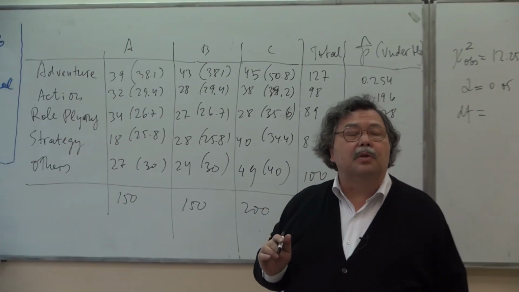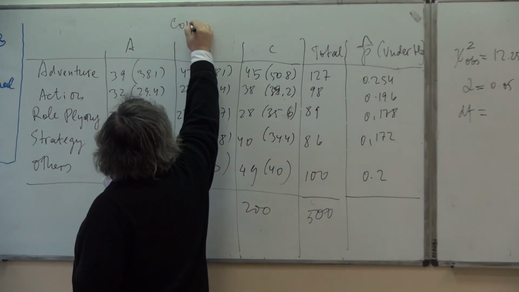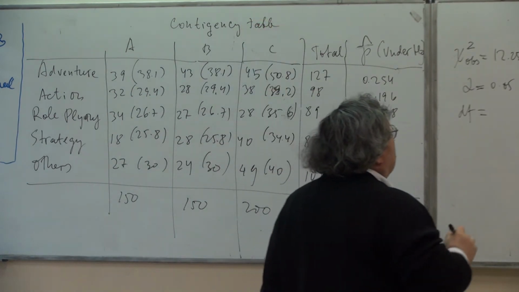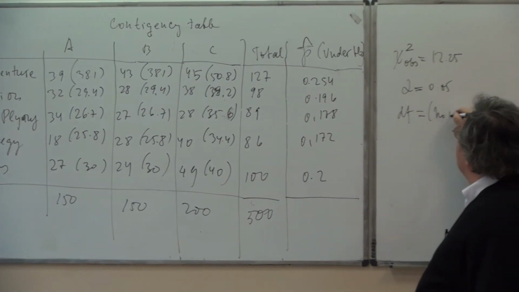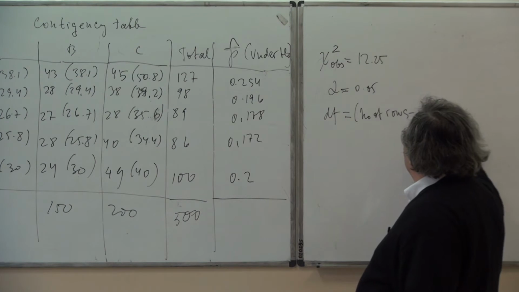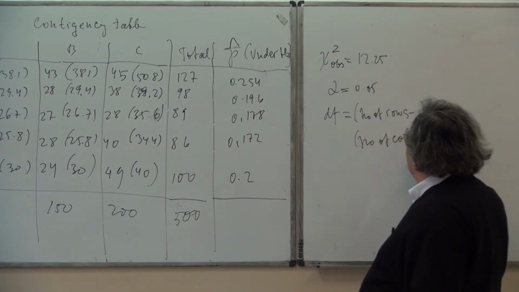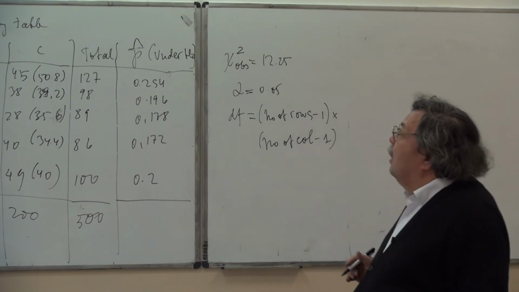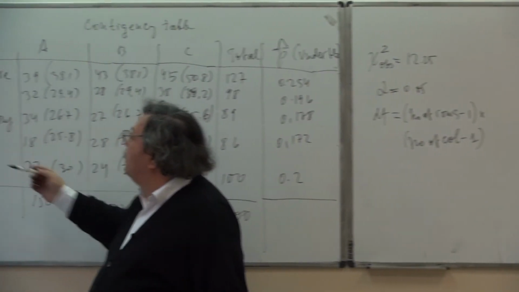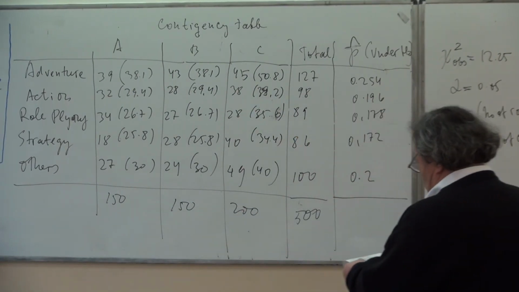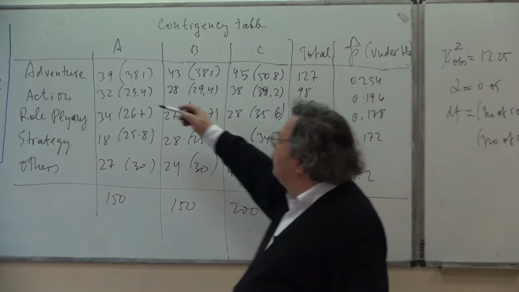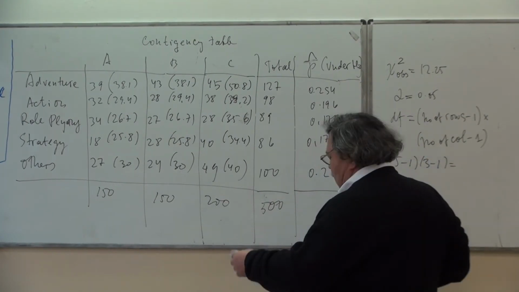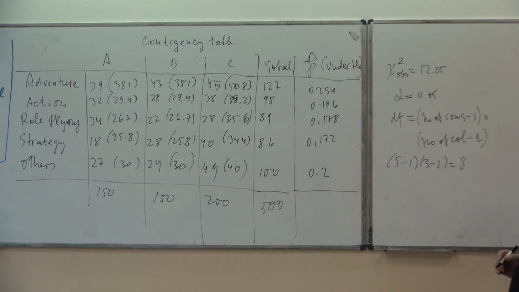This kind of table is referred to as a contingency table. Okay. So the number of degrees of freedom is computed as the number of rows minus 1 multiplied by the number of columns minus 1. Rows and columns, well, these refer to the contingency table. Well, and we have 5 rows here and 3 columns here. So it's 5 minus 1 times 3 minus 1, and it's 8. So the number of degrees of freedom here is 8.